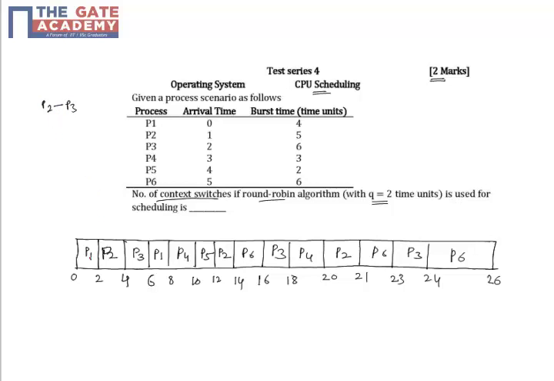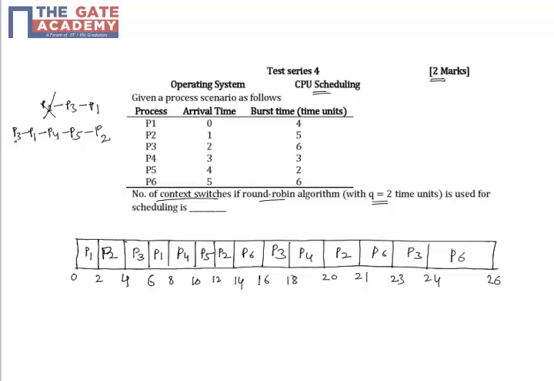As soon as P1 completes its quantum, P1 will join this queue. This is the head of my queue and this is the tail. So I will take P2 for scheduling. P2 will run from 2 to 4. Within that time, 2 other processes are arriving, P4 and P5. So P4 and P5 will join this queue, P3, P1, P4, P5, and after P2 gets over, it will again join the queue.